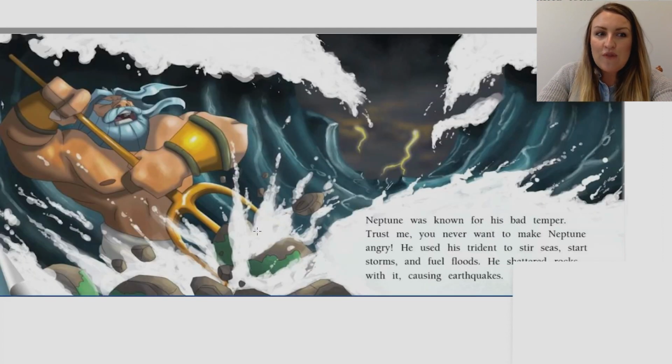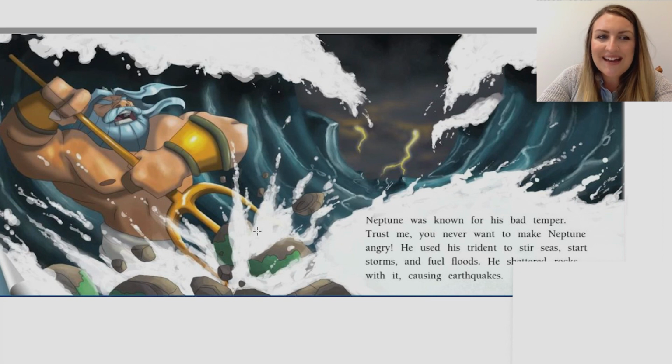Neptune was known for his bad temper. Trust me, you never want to make Neptune angry. He used his trident to stir seas, start storms, and fuel floods. He shattered rocks with it, causing earthquakes. What character trait did the author just give Neptune on this page? Yes, it mentioned he has a bad temper, doesn't it? On this page, we learn some details about what he used his trident for.